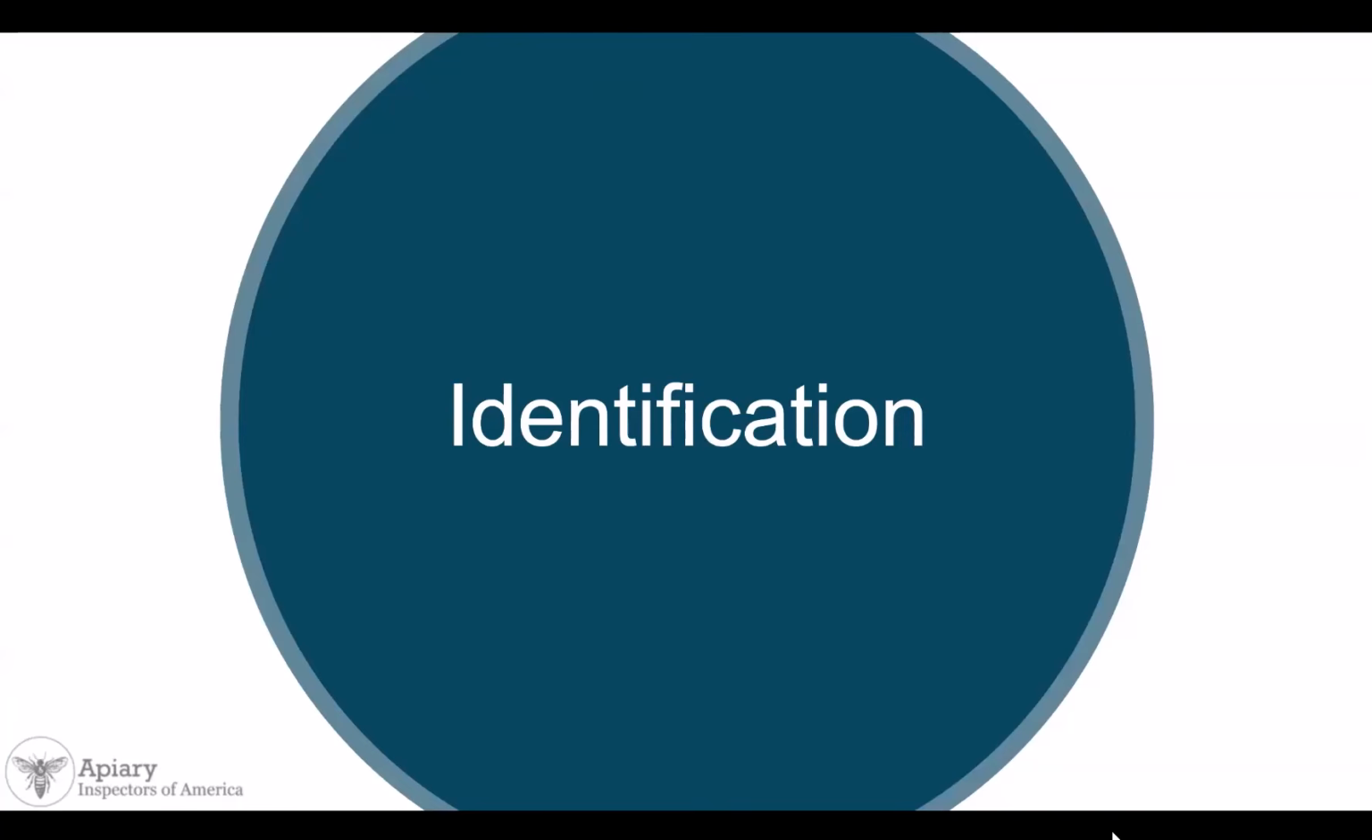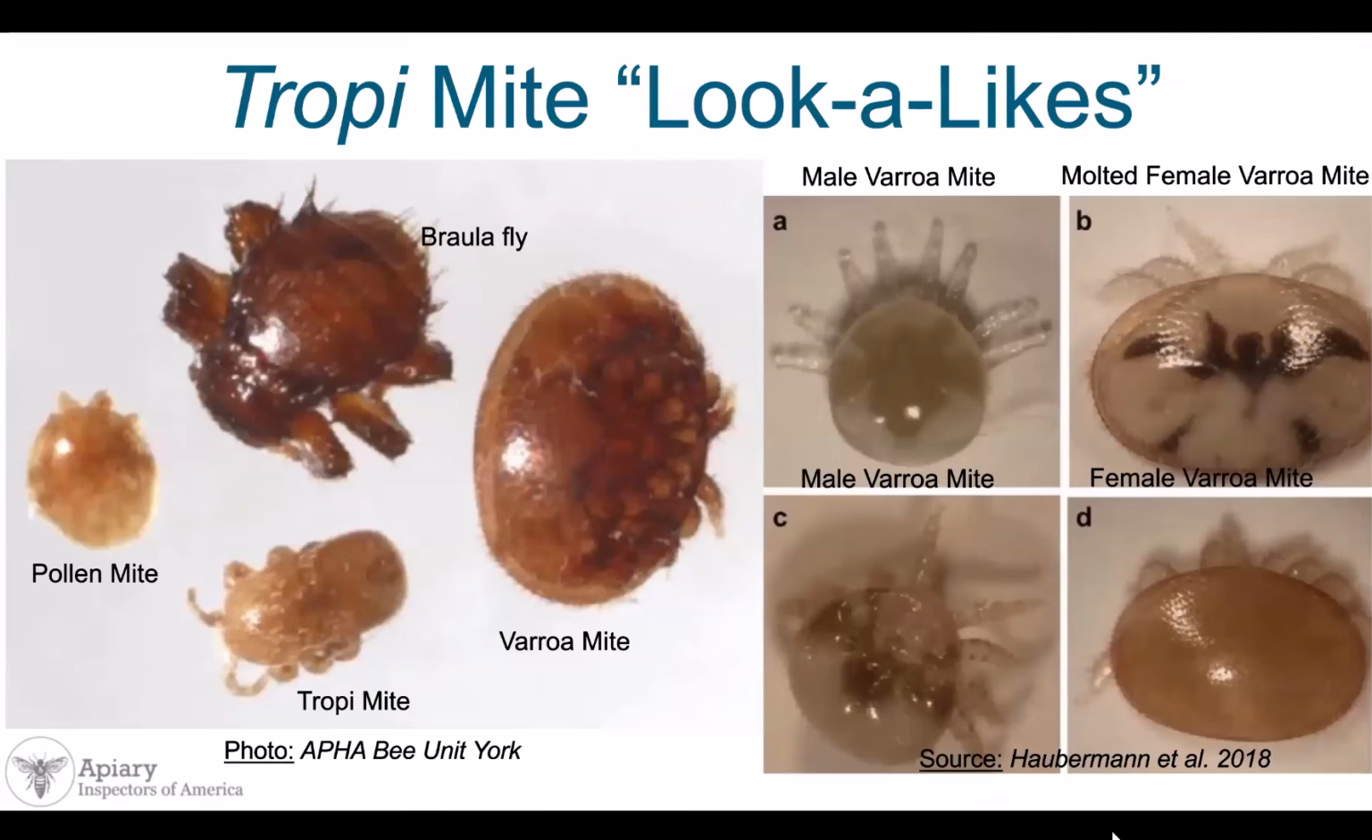So as far as identification, there's a lot of lookalikes. A lot of times, if you're not used to looking in your hive and seeing all the weird things that are going on there, you might see something that looks a little out of place and wonder what it is. So these are just some of the lookalikes that people have found, like pollen mites, varroa flies, even a male varroa mite might look like a Tropi mite.